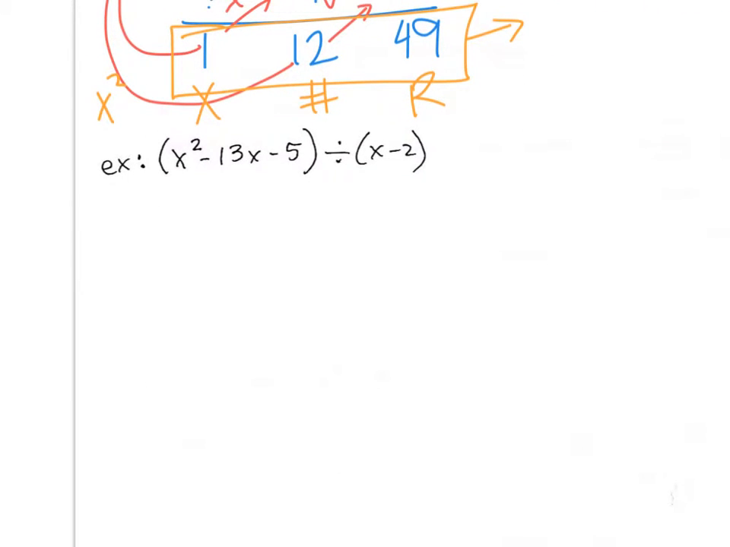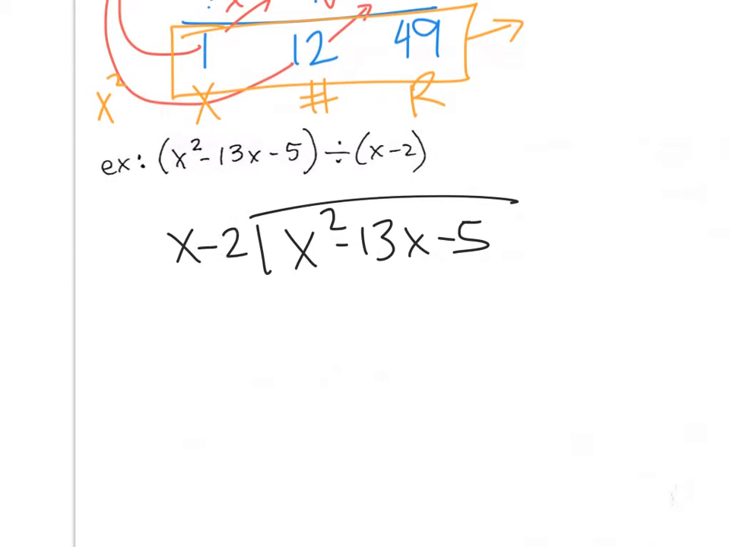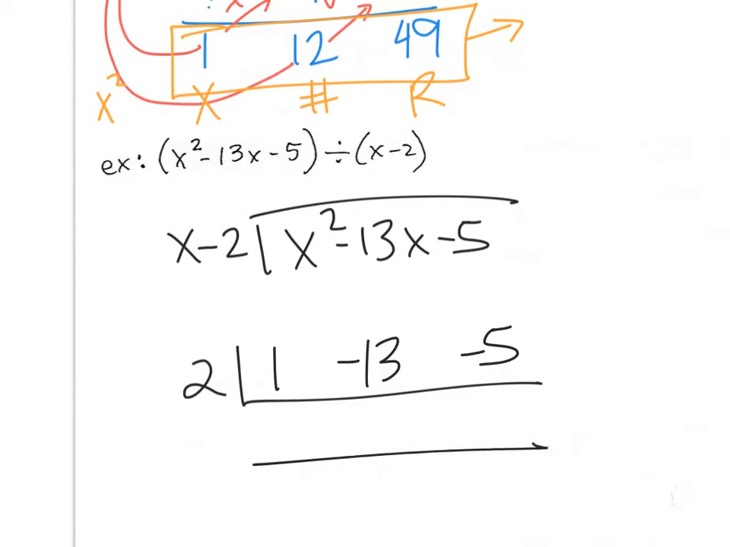Number 2, so this is x squared minus 13x minus 5 being divided by x minus 2, and you could use polynomial division. Using synthetic division, we're going to change the sign of this, and we're going to use the coefficients, so 1, negative 13, and negative 5. Draw a little line to keep us organized, and this number comes down first.